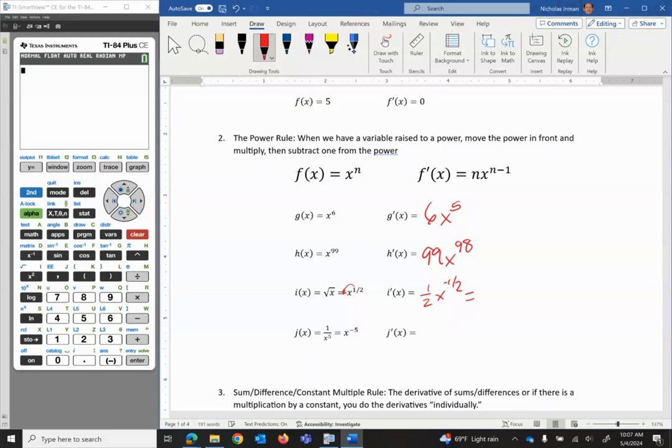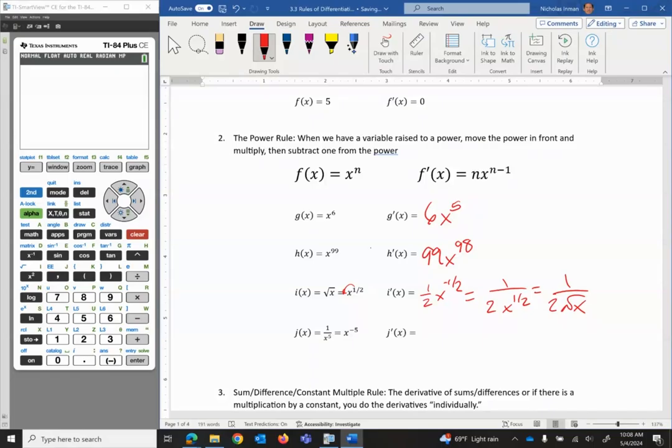Negative exponents, we learned, move to the bottom of a fraction. And so this is not 2 over, but 1 over 2 square root of x. We actually did this in the last notes. We did the derivative of the square root. It took a lot of work, but the power rule does it very easily.